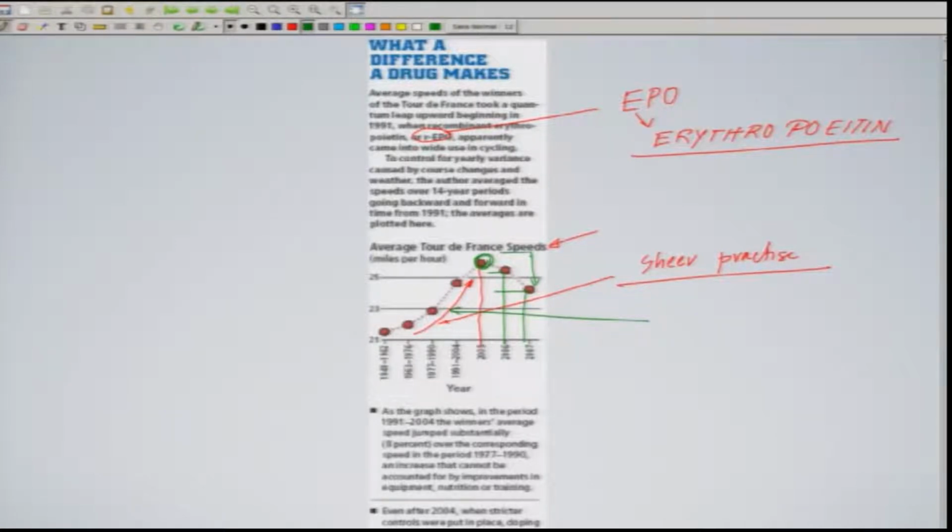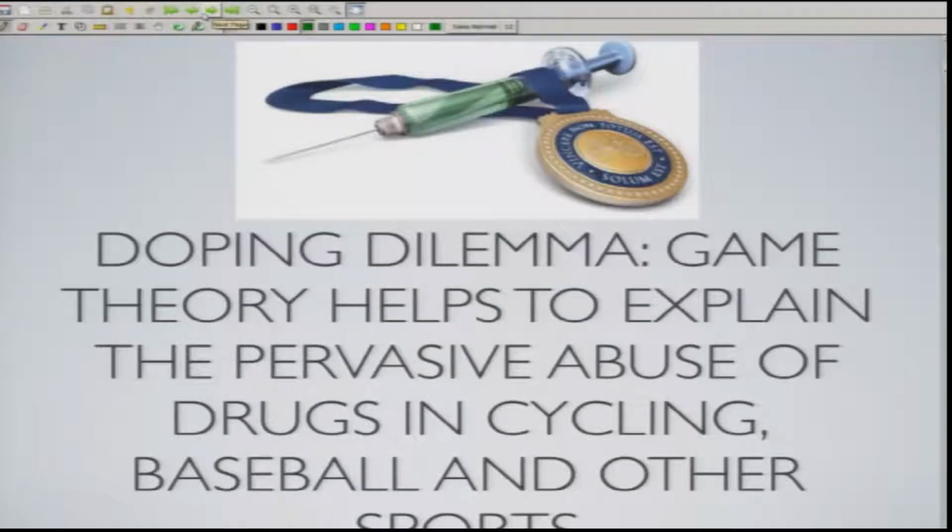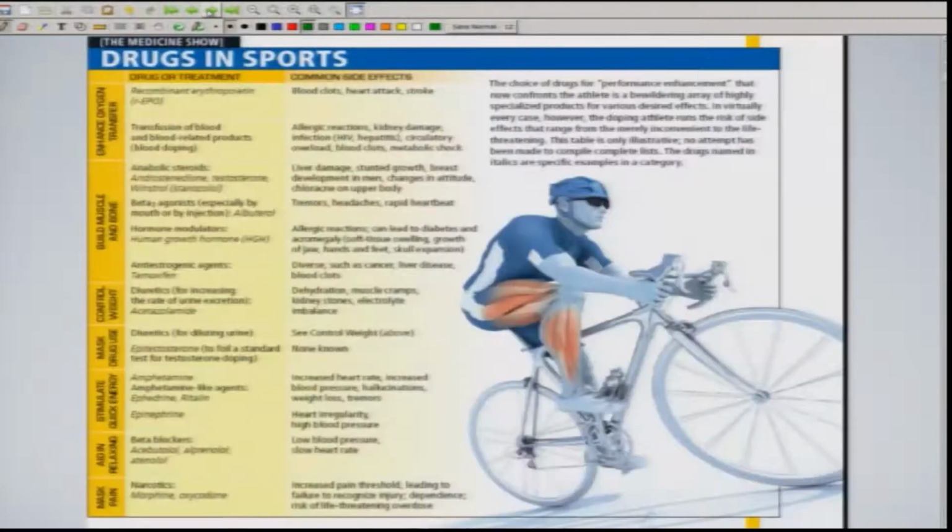There are several such events where drug abuse has been rampant in sports. The doping dilemma: game theory helps to explain the pervasive abuse of drugs in cycling, baseball and other sports. We will not get into that, but what is important is some of the drugs. For example, I talked to you about erythropoietin, then blood transfusion, or blood doping. Then you have these wonderful compounds called anabolic steroids, androstenedione, testosterone, and Winstrol is the name of an analog of this. Then you have the beta agonist, then human growth factor, and anti-steroidogenic factor, tamoxifen, which is also used in cancer, liver diseases and blood clots.